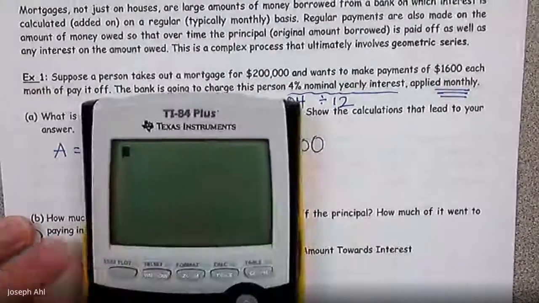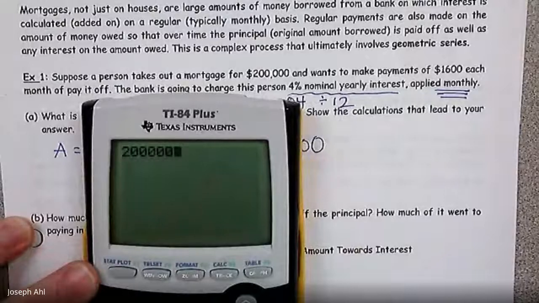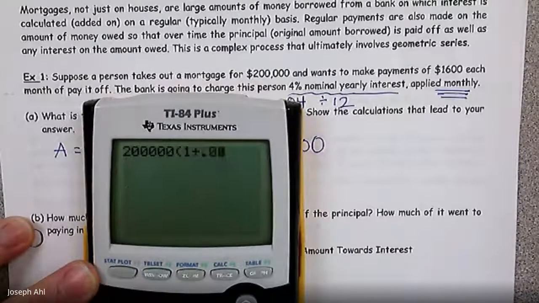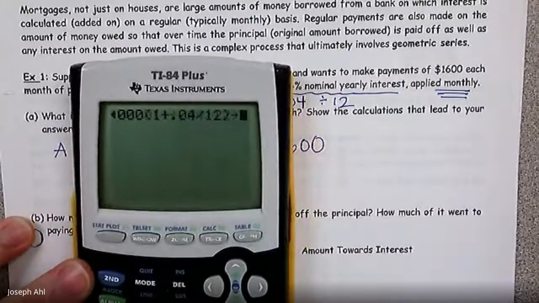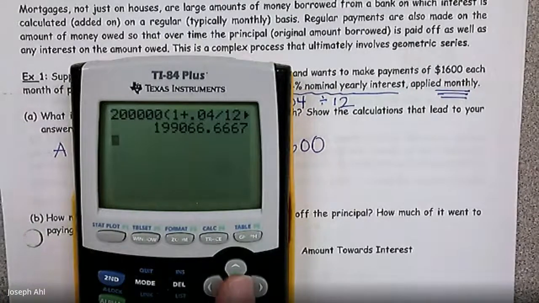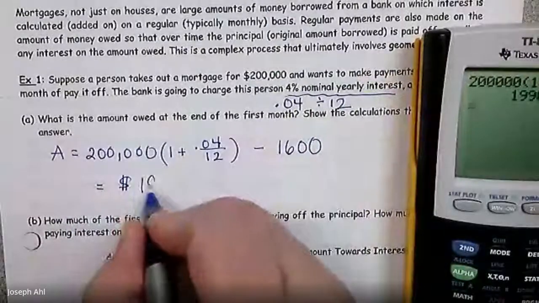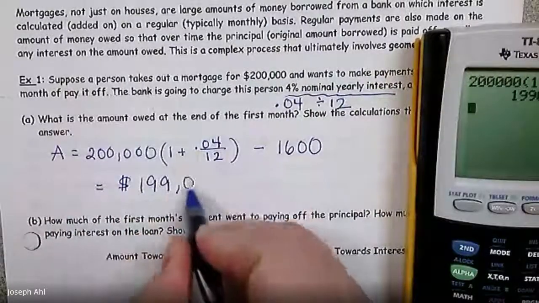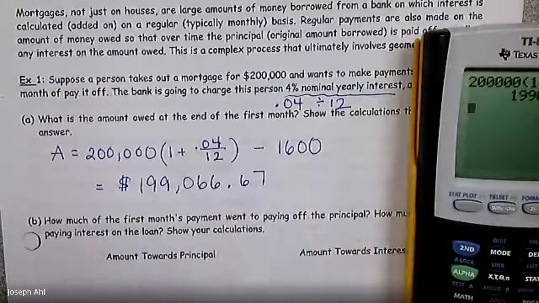So let's type that in: $200,000 times 1 plus 0.04 over 12. You can do a fancy fraction there if you want, but it's probably not even needed. Minus the $1,600 payment. And now we owe $199,066.67. Okay, still owe a lot of money.